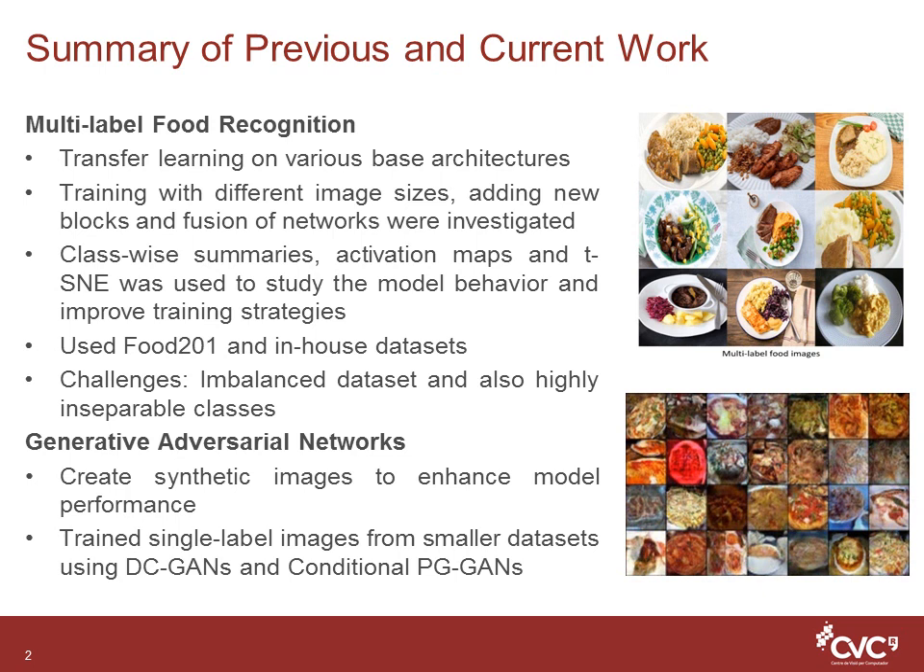All experiments so far were carried out using two datasets. One is Food 201, another one is a collected dataset that was web scraped and annotated. In this year, the main focus was on hyperparameter optimizations and data augmentation strategies for the popular deep learning models, and also to try different training strategies such as network fusion and adding new blocks to the existing models.